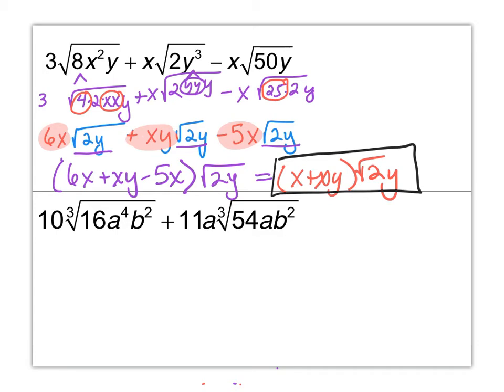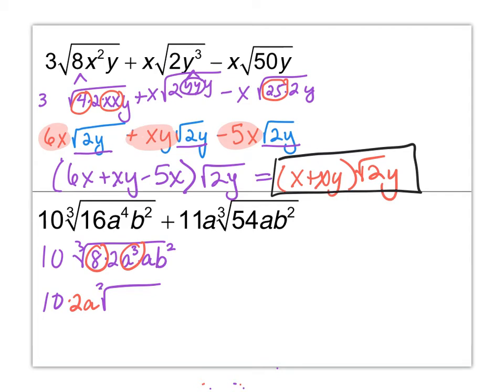The 10 out in front, and when we simplify what's under the cubed root, we're looking for perfect cubes, and 16 can be written as 8 times 2, and a to the 4th can be written as a to the 3rd times a, and b to the 2nd power. The perfect cubes that we have here are 8 and a cubed. The cubed root of 8 is 2, so we can bring that out in front of the radical, and the cubed root of a cubed is a, which can also be brought out in front of the radical. Now what we have left under the cubed root is going to be 2ab squared.